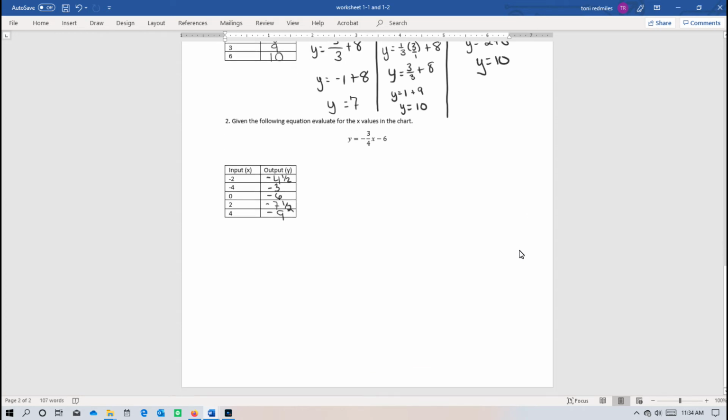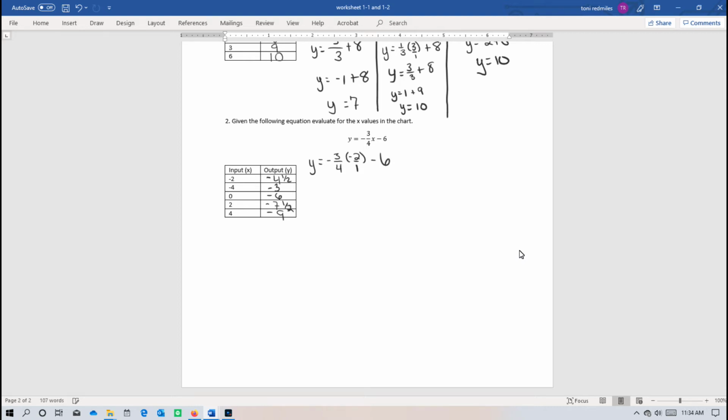Let's do this next one, and we're doing the same exact thing, only this time we have 5 numbers to put in. So it's kind of like we're doing 5 different problems this time. Let's get started. For this first one, I'm going to insert the -2.